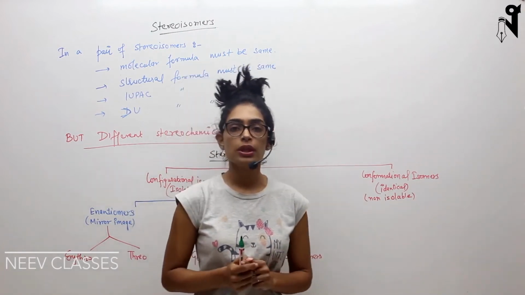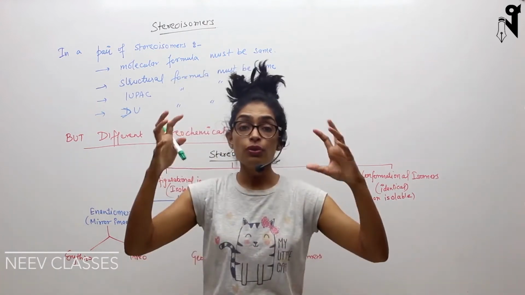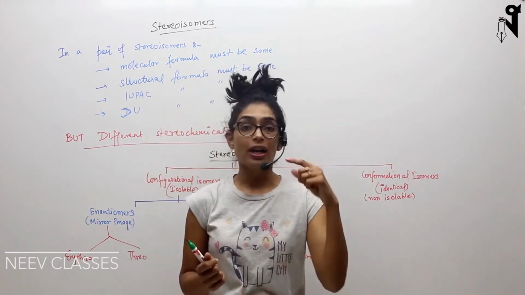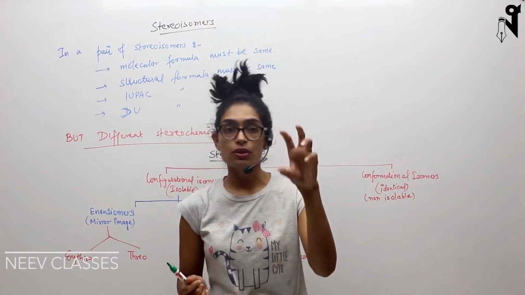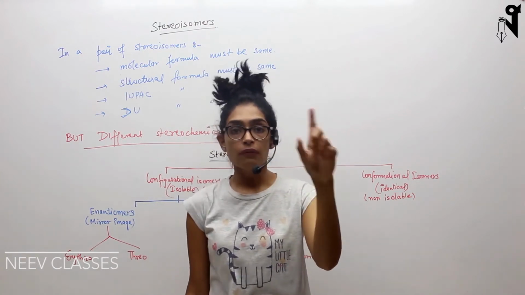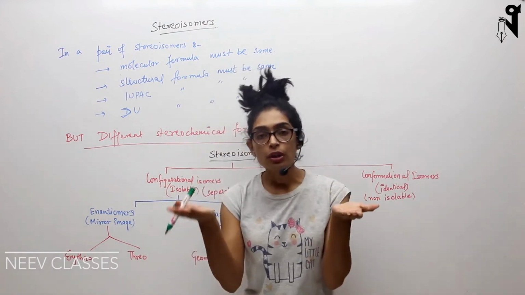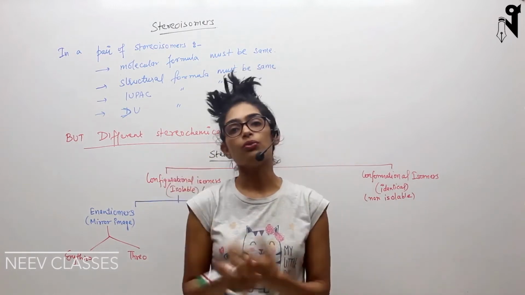Now, when I'm talking about stereoisomerism, the important thing you need to understand is that if you take two stereoisomers, their 3D representation would be different. The alignment of different groups around the carbon which we are talking about will be different from its respective isomer. So your molecular formula will remain the same, your structural formula will remain the same, only the 3D representation will be different.